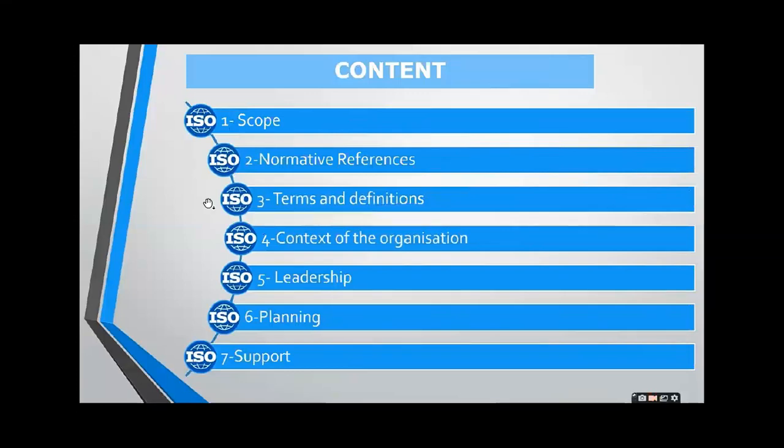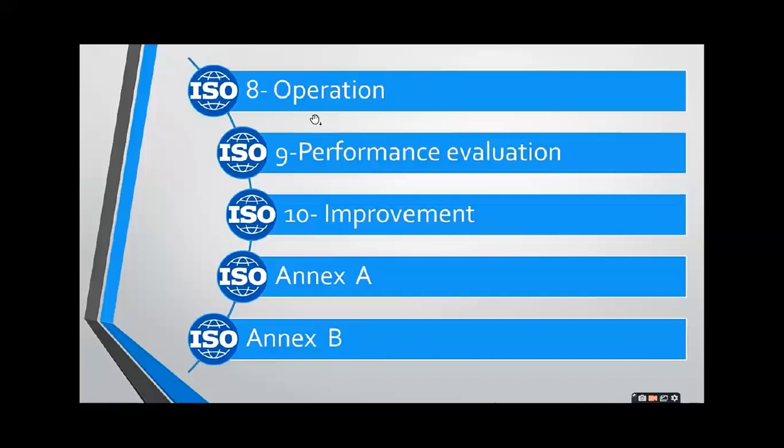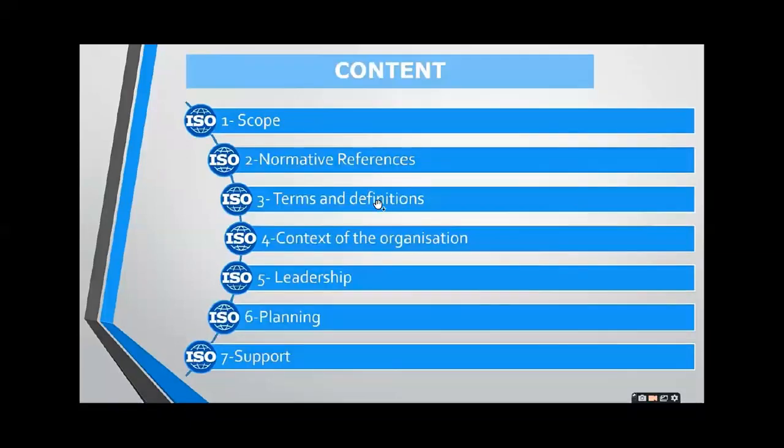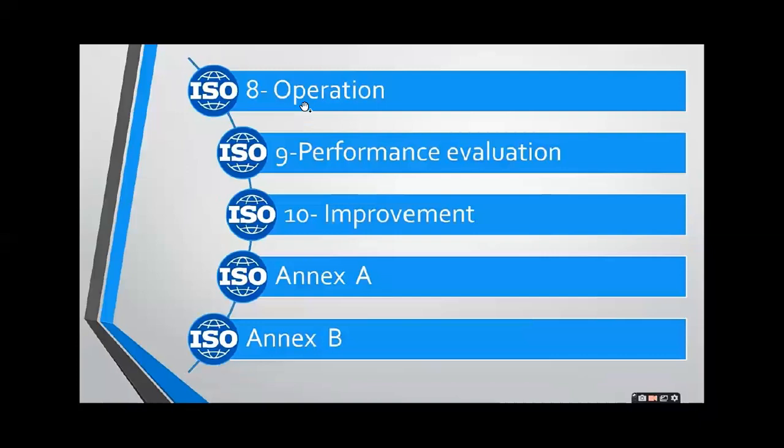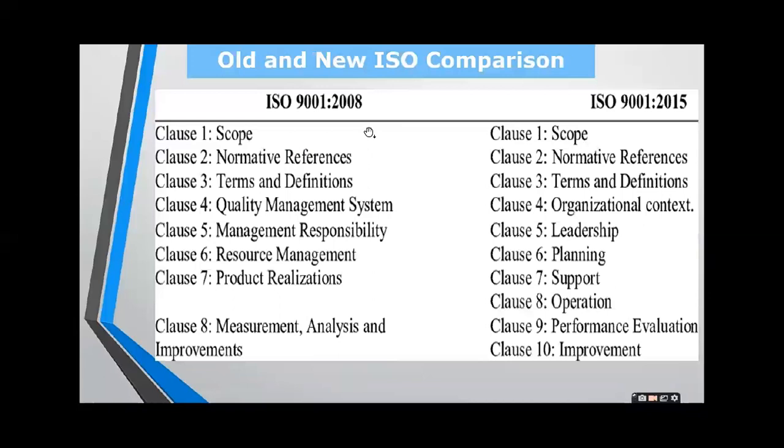Okay. So the fourth one is the context of the organization. We will discuss two clauses today: the context of the organization and the leadership. The rest is planning, support, operations, performance evaluation, improvement, Annex A and Annex B. For those who have already gone through the 2008 standard, these are the little differences that I can provide information about. Apart from skipping the three clauses, we are moving forward with the fourth one.